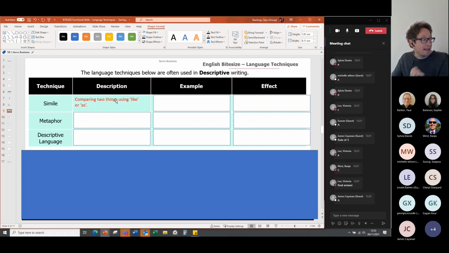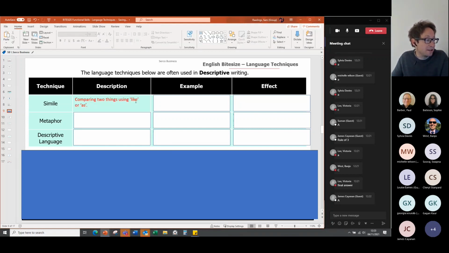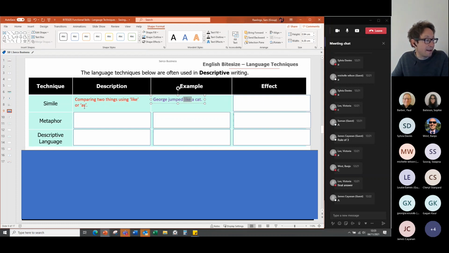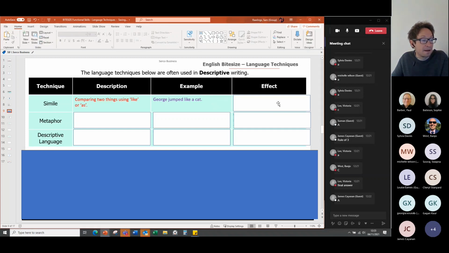So a simile is when you compare two things using like or as. And you can see here in the example, George jumped like a cat. So we've got this word like. You can see that means it's a simile because you're comparing something, and we've got the word like in there. The effect of that is that it creates an image in the reader's imagination. All of these really have a similar effect, but what I've put here are 3 different ways that you might express that. So that's a simile, comparing 2 things using like or as.